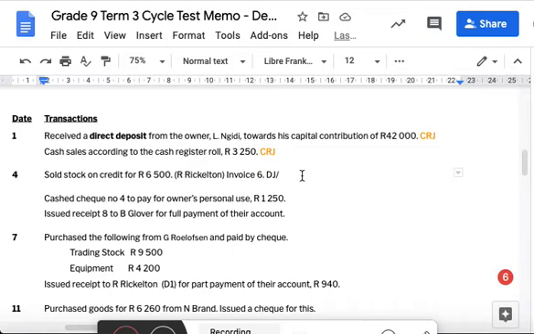He's buying on credit. We're putting it into the debtors journal, which has all of our credit sales. The debtors ledger. So you will go into R. Rickleton's debtors ledger and we'll put it in like that. Let's just make this another color, please.